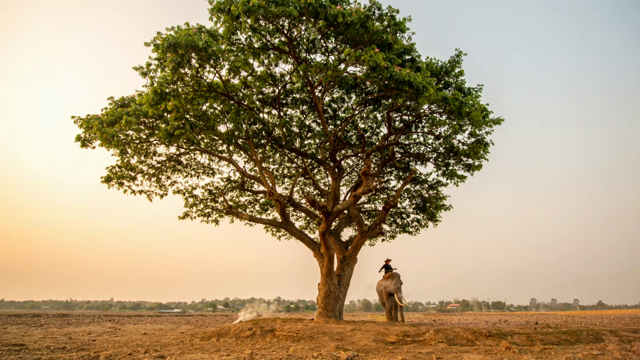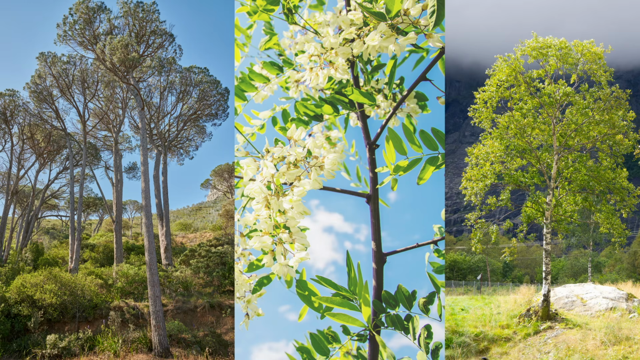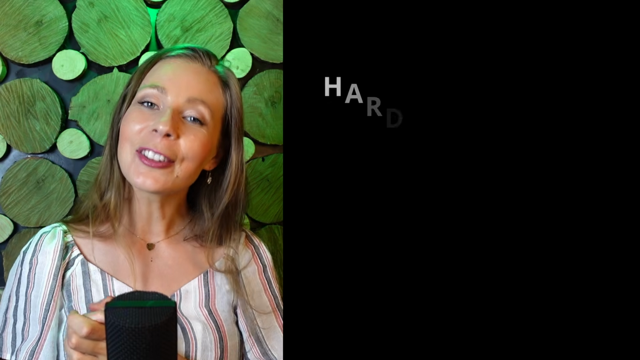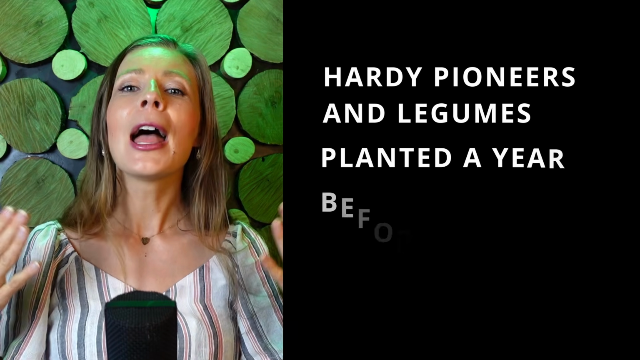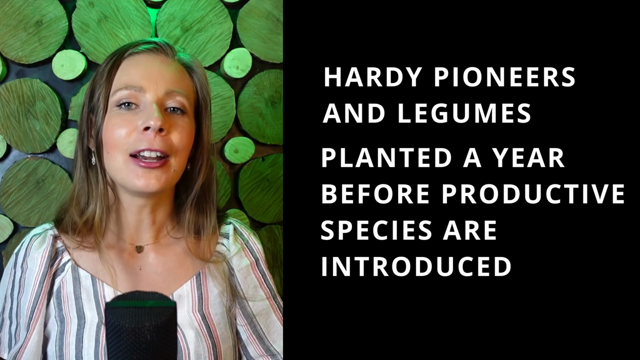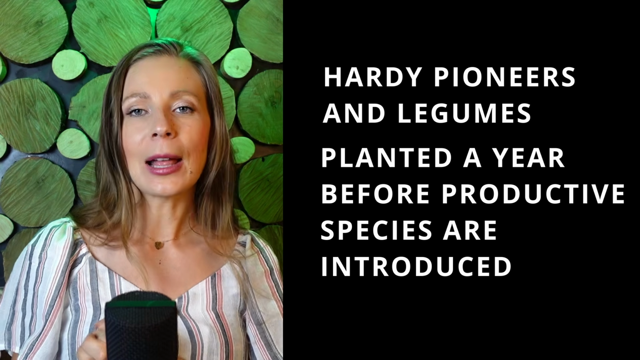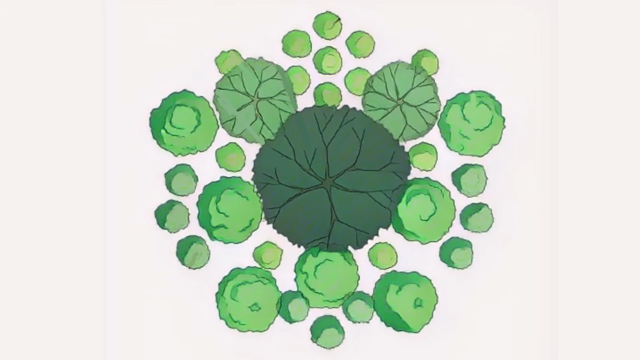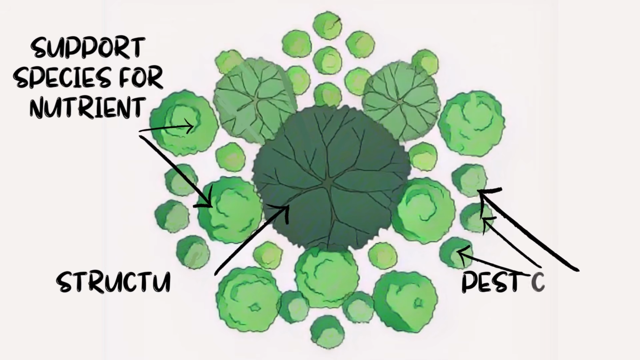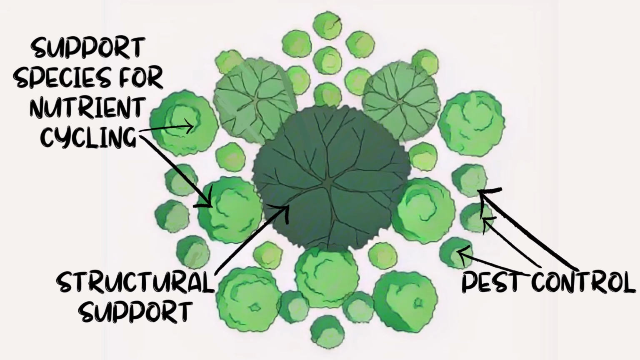In the first stage of planting, hardy pioneers are introduced to break the soil compaction, improve the soil structure, and get them ready for mulch production. The productive trees and other layers of the food forest are therefore planted at least a year after the hardy pioneers were established. While creating a food forest, plant communities called guilds are planned that support each other through complementary functions like nutrient cycling, pest control, and structural support.